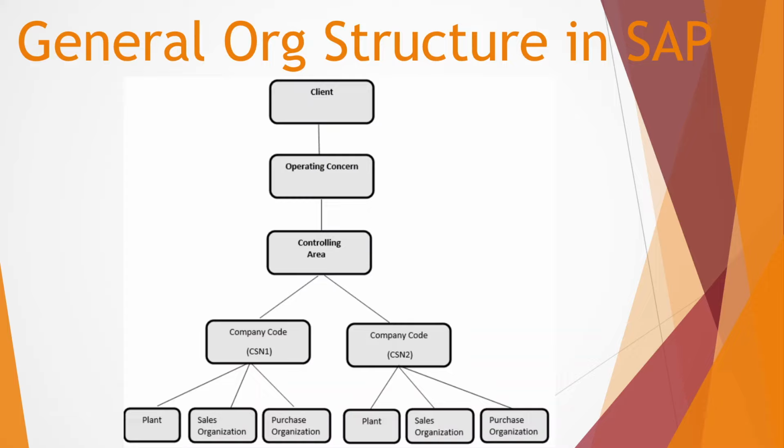Then you also have plant, sales org and purchase org. Plant comes in your SD and MM both. Your sales org comes from your SD side. Your purchase org comes from the MM side. And this is how in general your org structure will actually look like. Please keep this image also in your mind, and always you should be clear about the relationship between these items. This is very important.